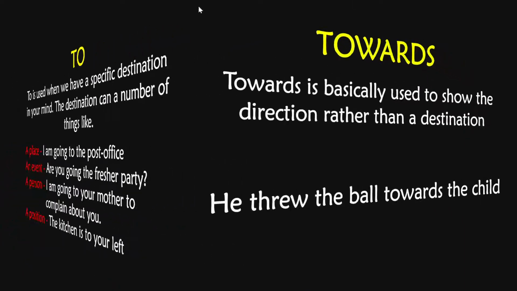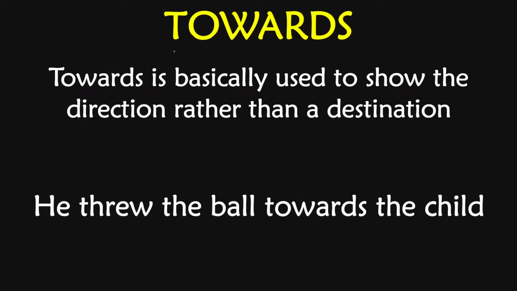What is next? Towards. Towards is basically used to show the direction rather than a destination. Let's learn through the example. He threw the ball towards the child. Towards. This is the preposition in this sentence, showing the direction rather than a destination.